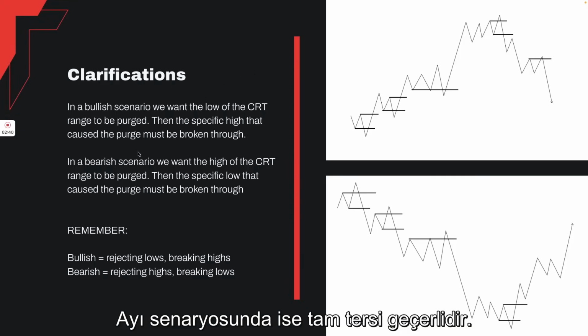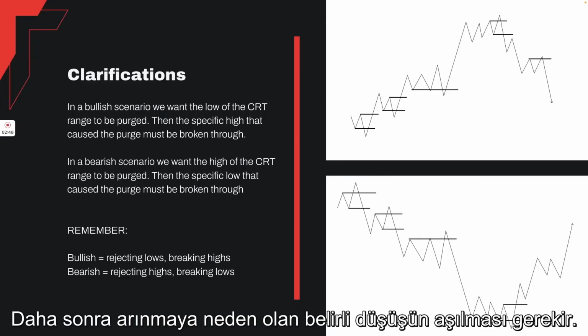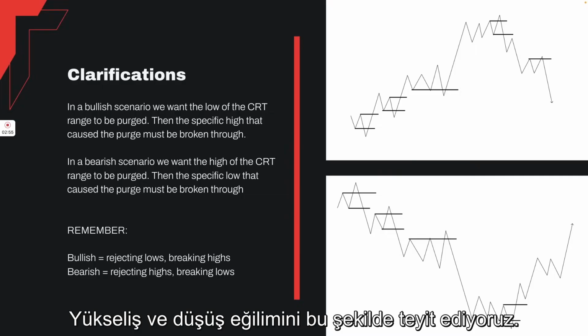It's the complete opposite in a bearish scenario. We basically want to look for the high of the CRT range to be purged. Then the specific low that caused the purge must be broken through. This is how we confirm bullish and bearish bias.